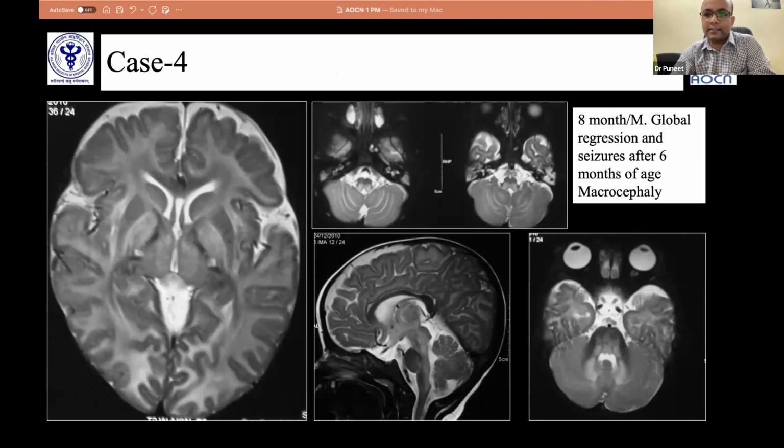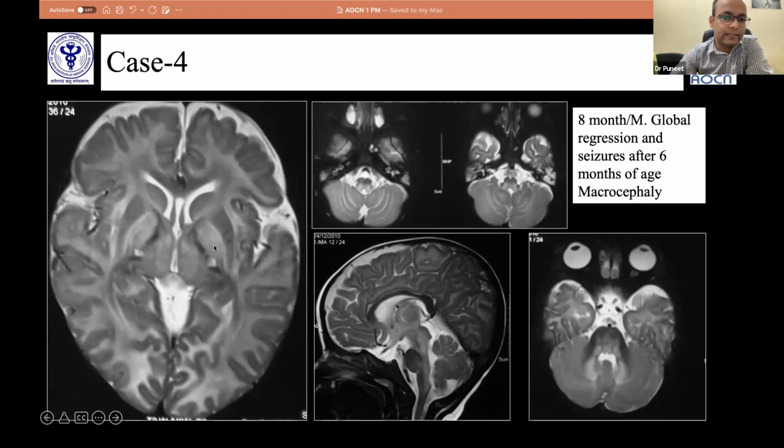This is the fourth case. This is an 8-month-old boy who had global regression and seizures after 6 months of age. On examination, there was central hypotonia and macrocephaly. On the T2 sequence, we find that there is a diffuse white matter involvement. It is involving the subcortical as well as the deep white matter.